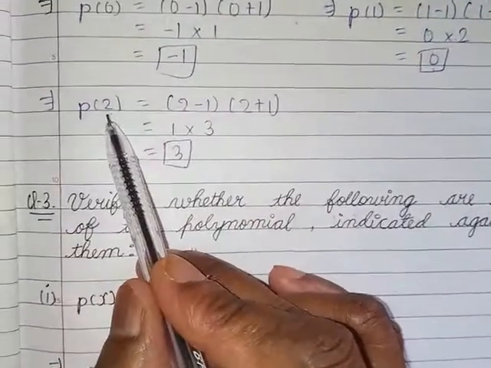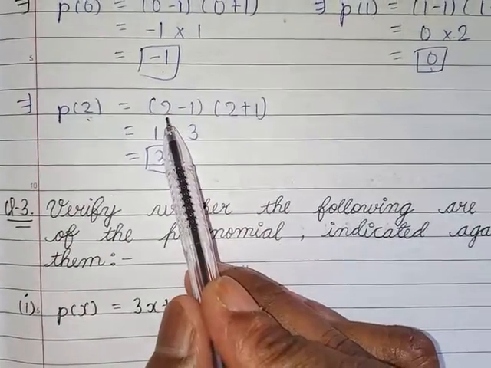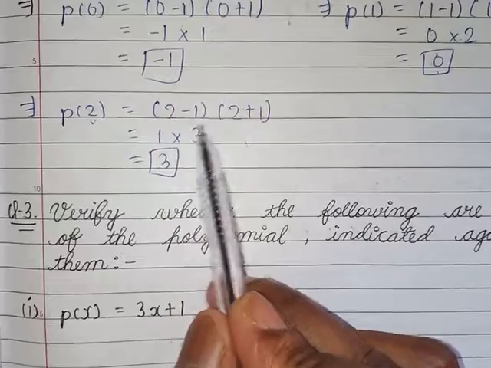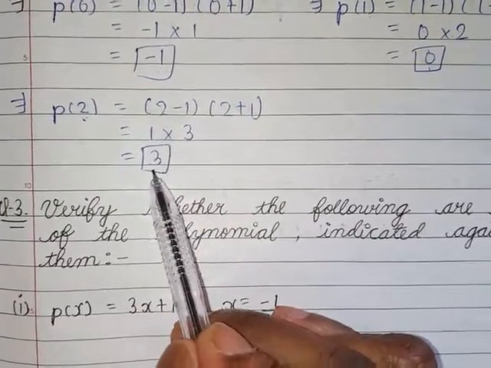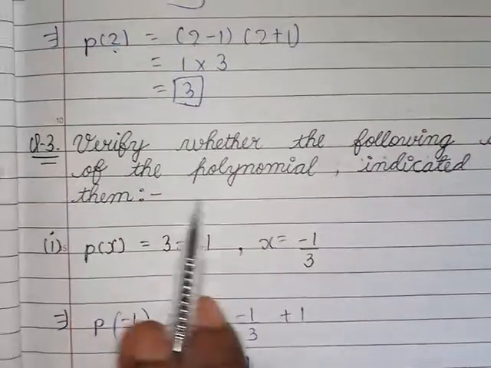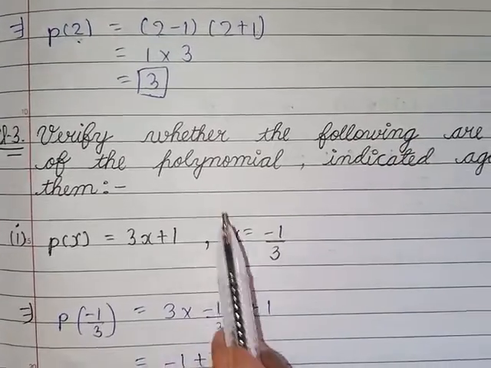Now you have to take 2. P of 2. So in place of x you have to write 2. So 2 minus 1 is 1, 2 plus 1 is 3. 3 into 1 is 3. Okay. Now let's move on to the third question.